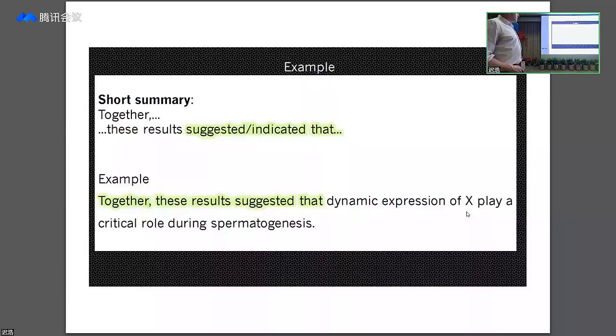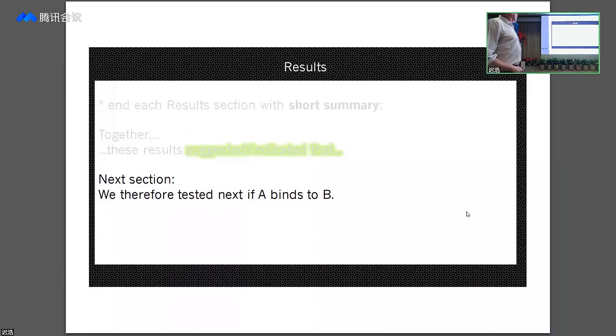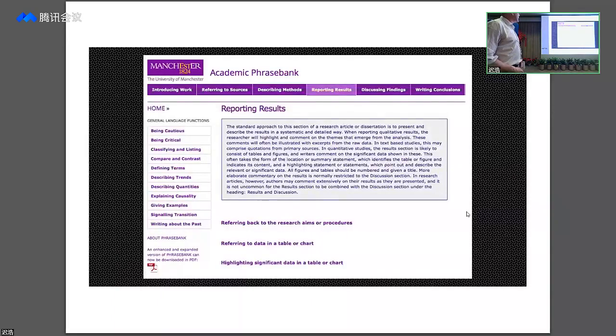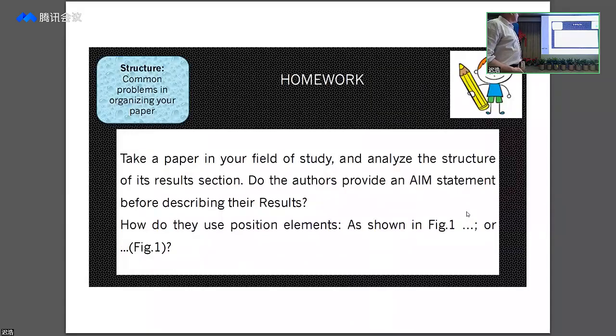So here you have to think about what the result actually means. You give a very short summary to your readers here. Then in the next section, you might start: we therefore tested next if A binds to B. This is how you can build a logical link from one section to the next. Again, for reporting results, in the phrase bank you will find all the phrases you need.